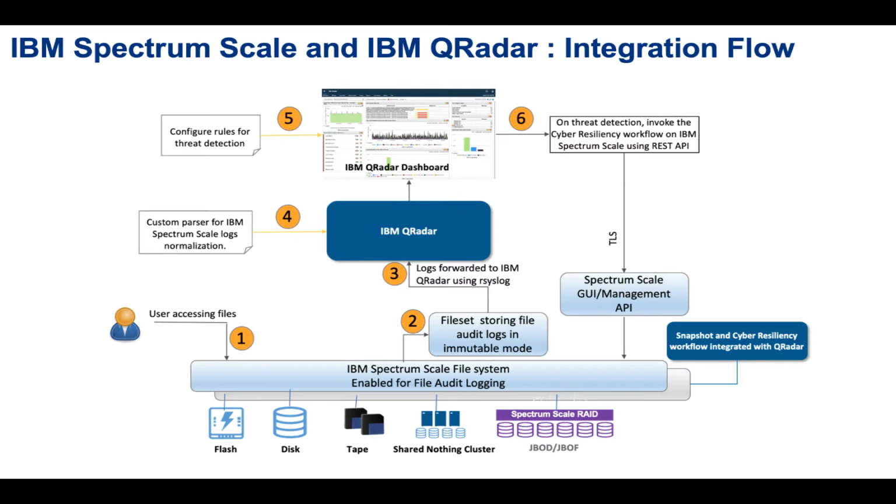So in this demo, we will integrate IBM Spectrum Scale file audit logs with IBM QRadar. Based on defined rules, when IBM QRadar detects a threat, it will proactively communicate with IBM Spectrum Scale and take snapshots of the data and optionally trigger the cyber resiliency workflow. This ensures that your data is protected when a threat is detected.